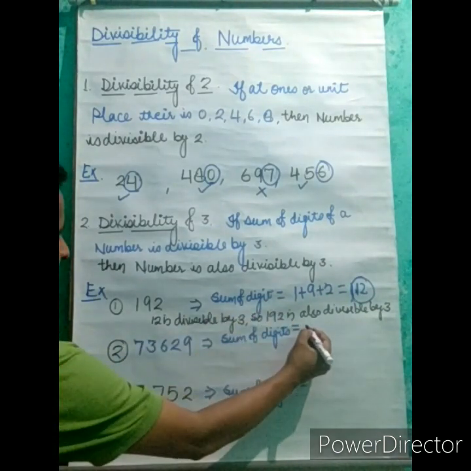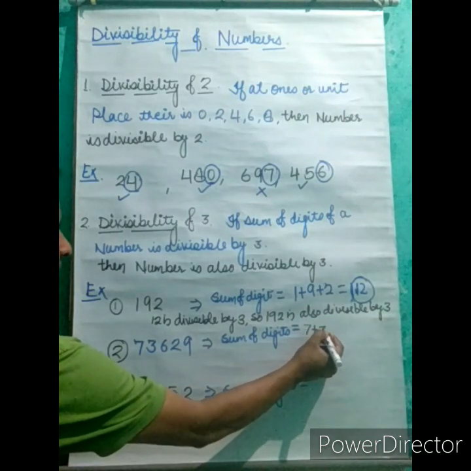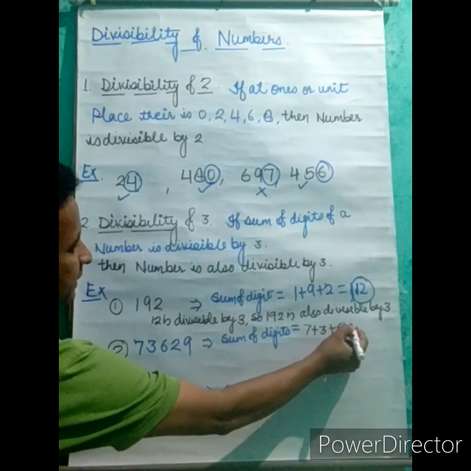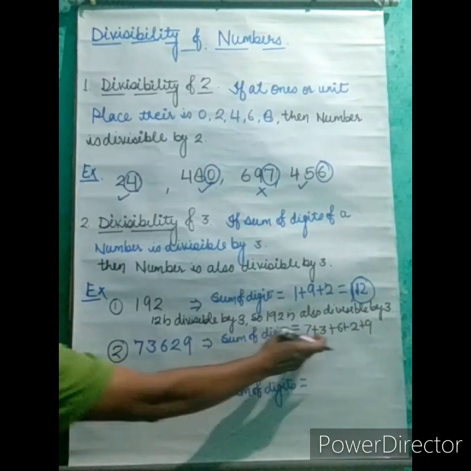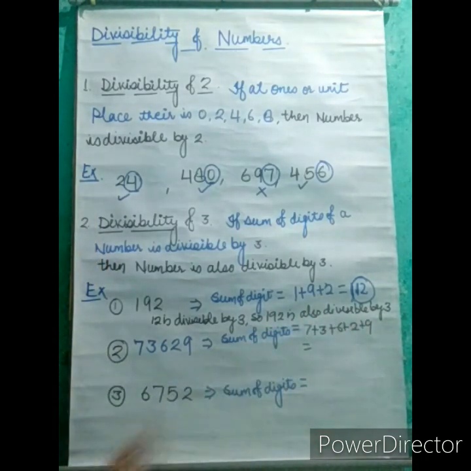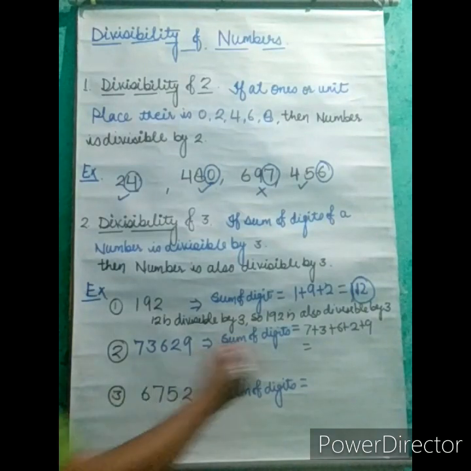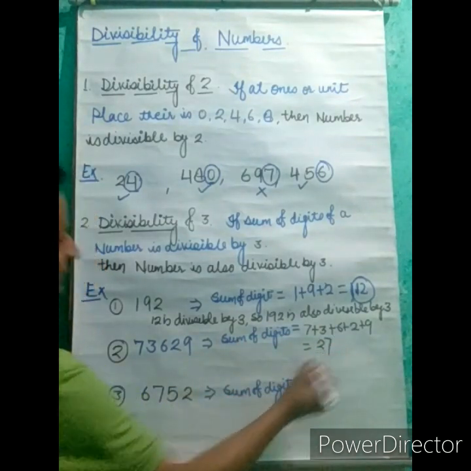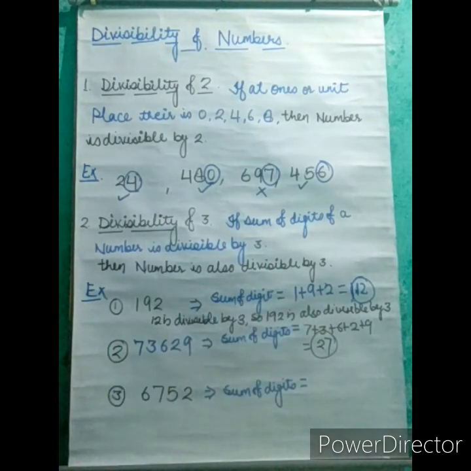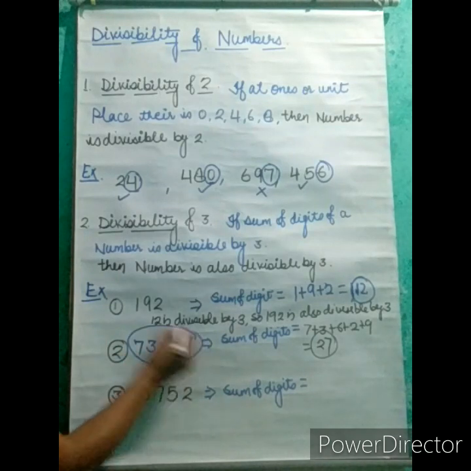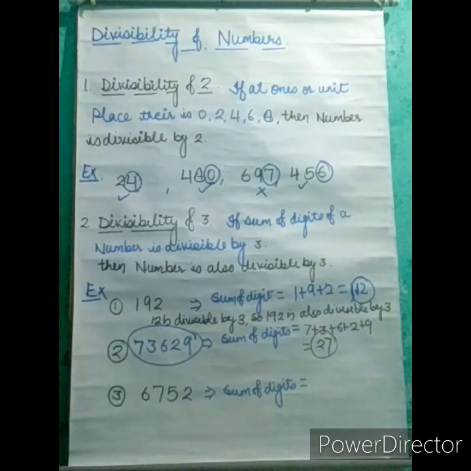Next, this is the question number. We will see whether it is divisible by 3 or not. 7 plus 3 plus 6 plus 2 plus 9. We will see the sum. 7 plus 3 is 10, plus 6 is 16, plus 2 is 18, plus 9 is 27. So 27 is divisible by 3. It means this whole number, 73,629, is also divisible by 3.